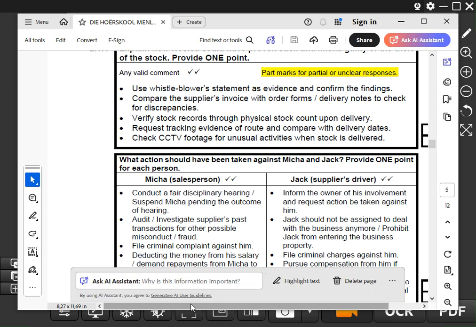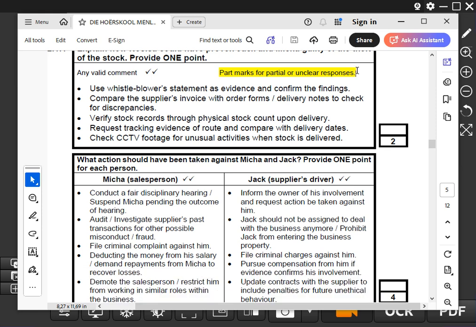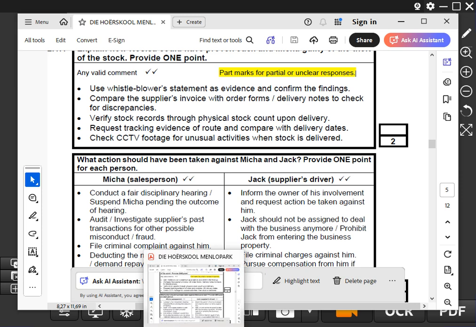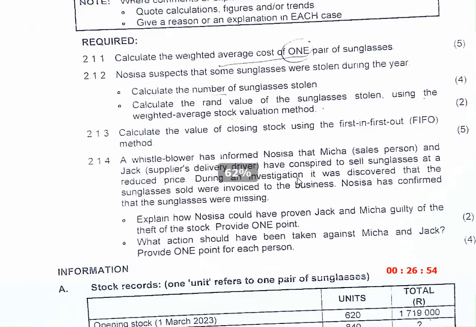And can I quickly look at how many marks this is? Two. And can you see here, usually when they do that, they mark very leniently. So if it's a nice full sentence, you'll get 2 marks. If you just say check cameras, you'll get 1 tick. Okay, let's go on and see how they blow our mind again.